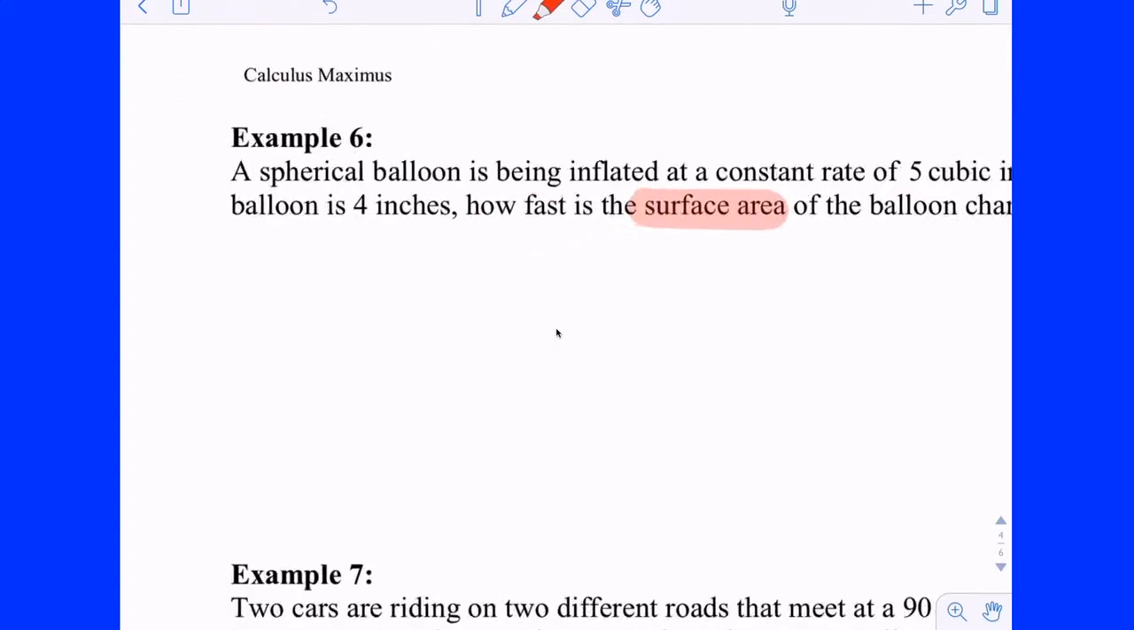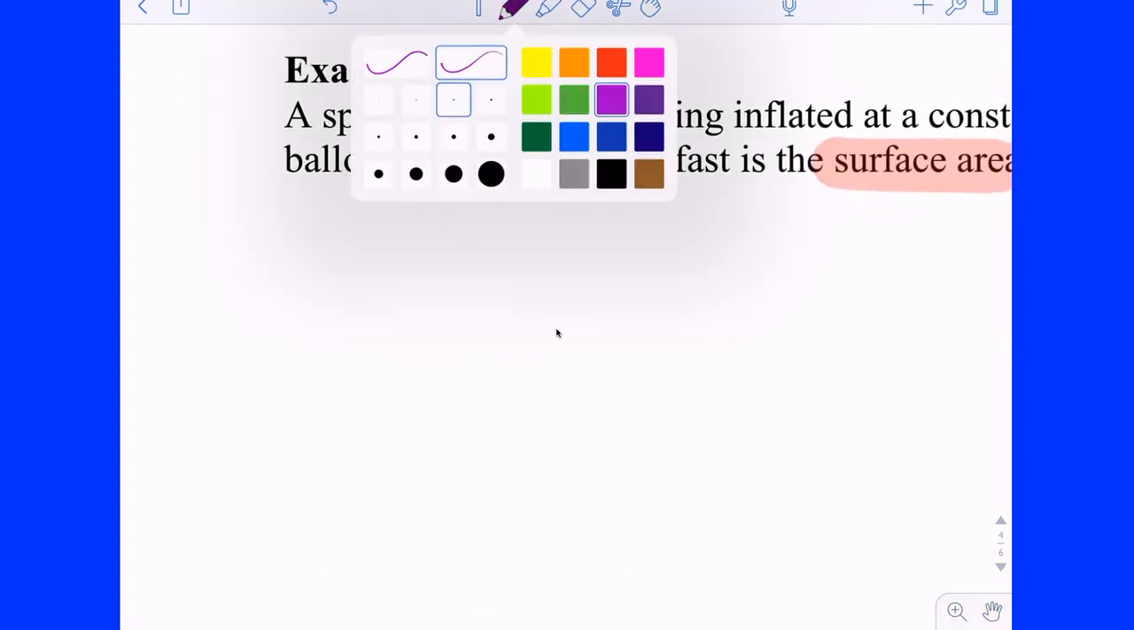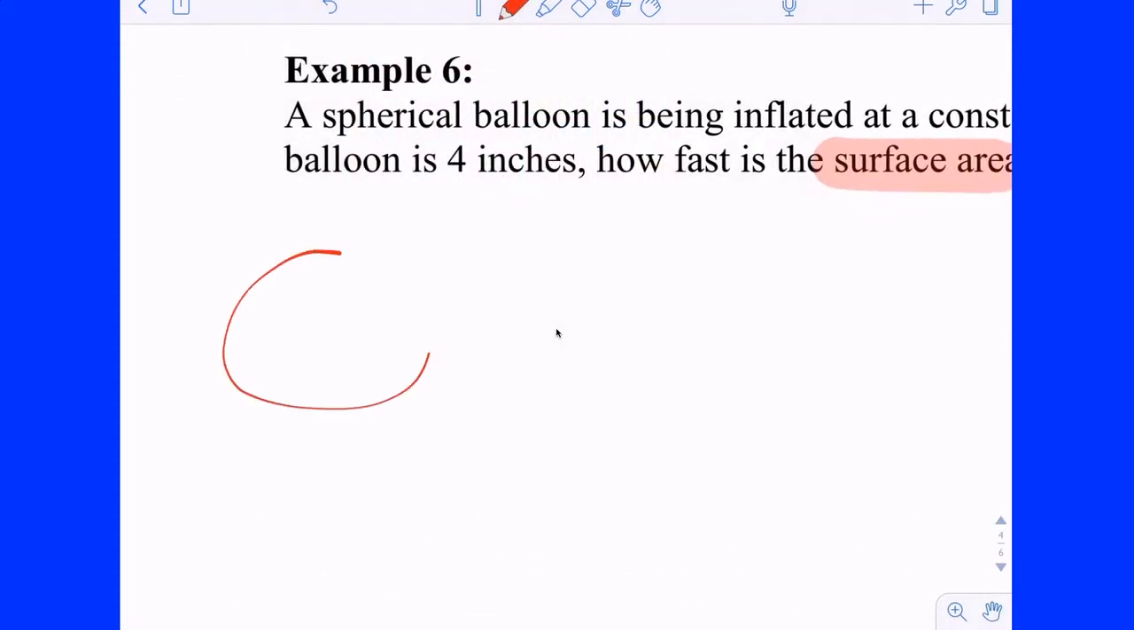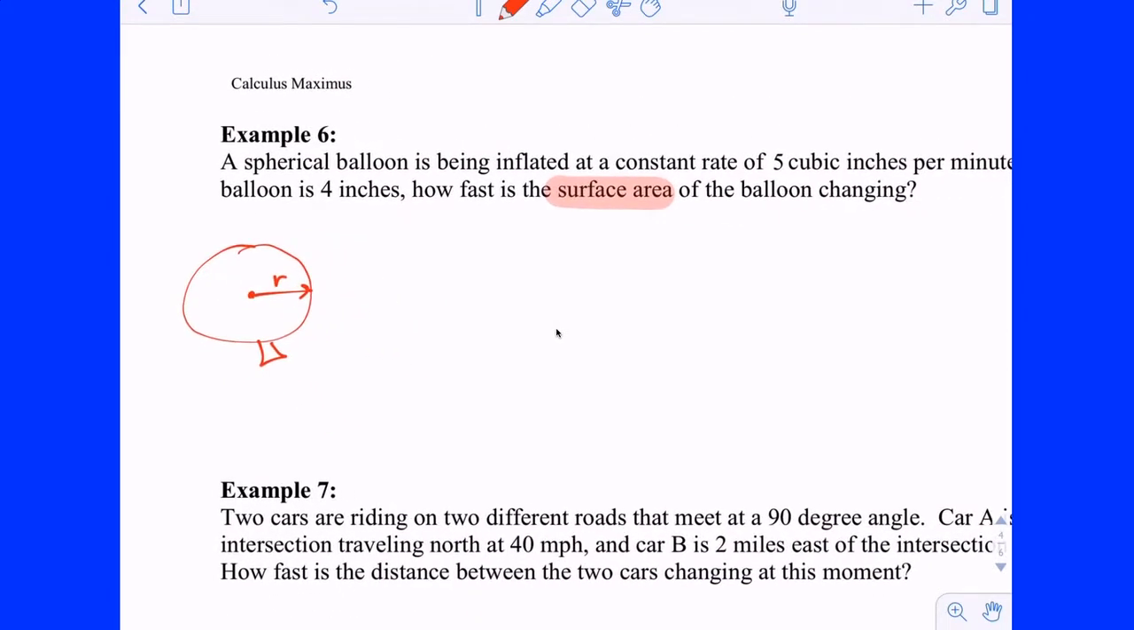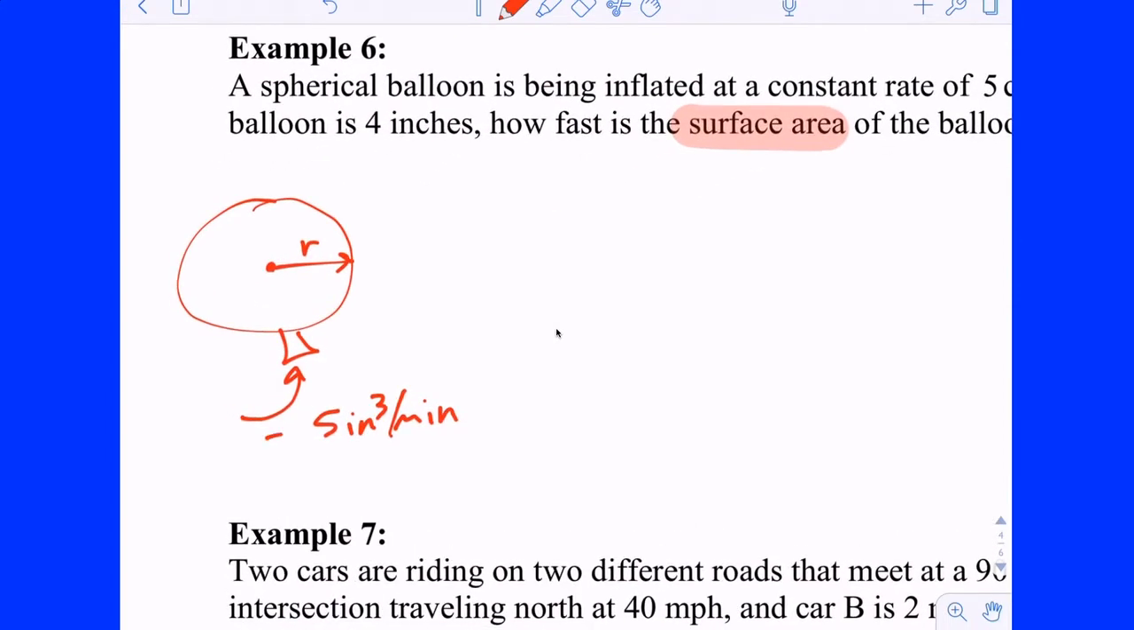Okay, so drawing a picture. Let's go ahead and use a red balloon. Just one though, not 99. It's too many to draw. And we have a radius right there. It's being inflated. So there you go. Air is going in at 5 cubic inches per minute. And that is going to be a direct rate of change of what quantity?